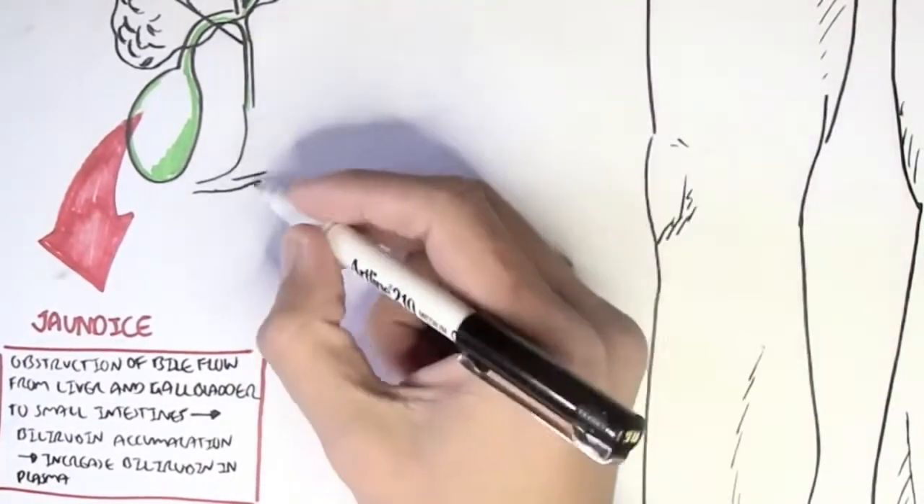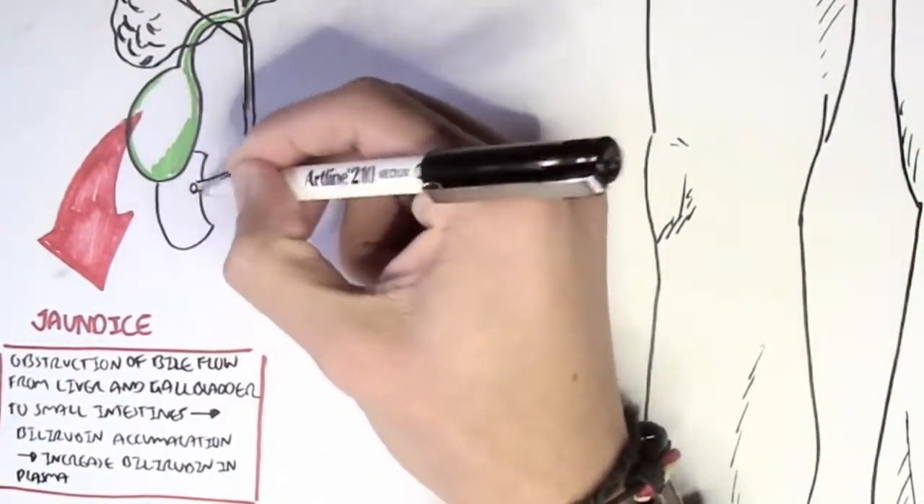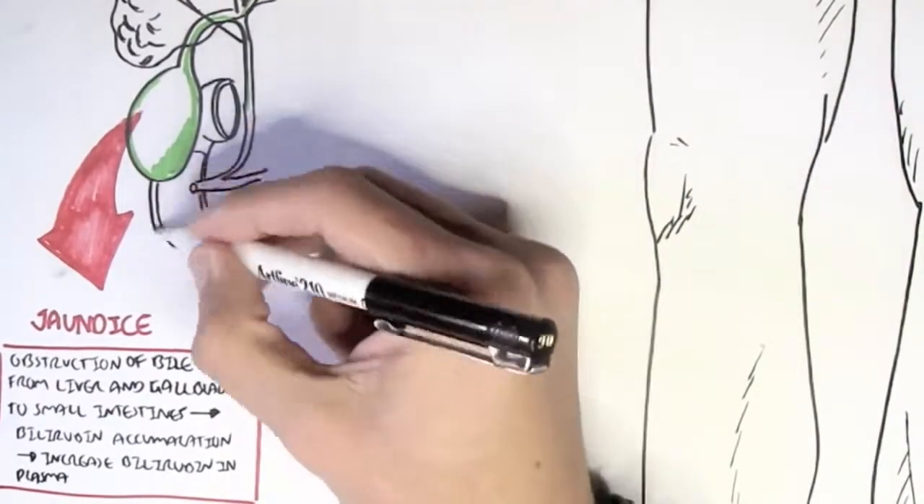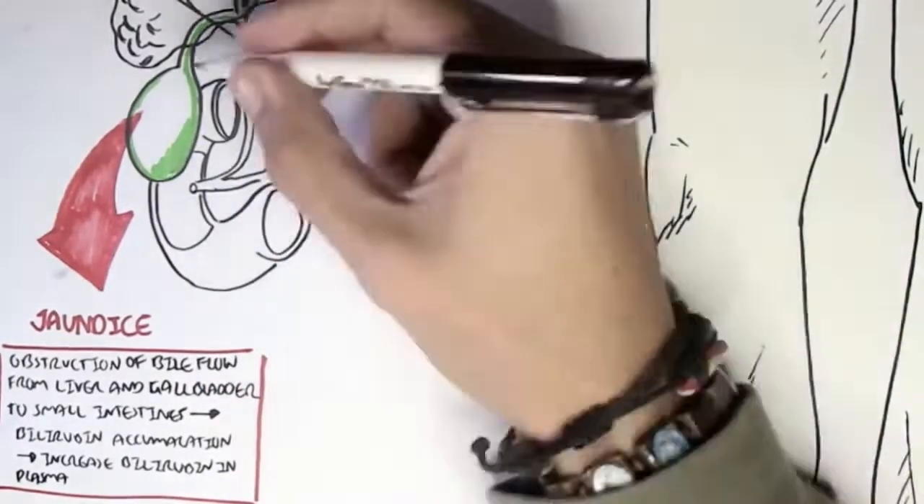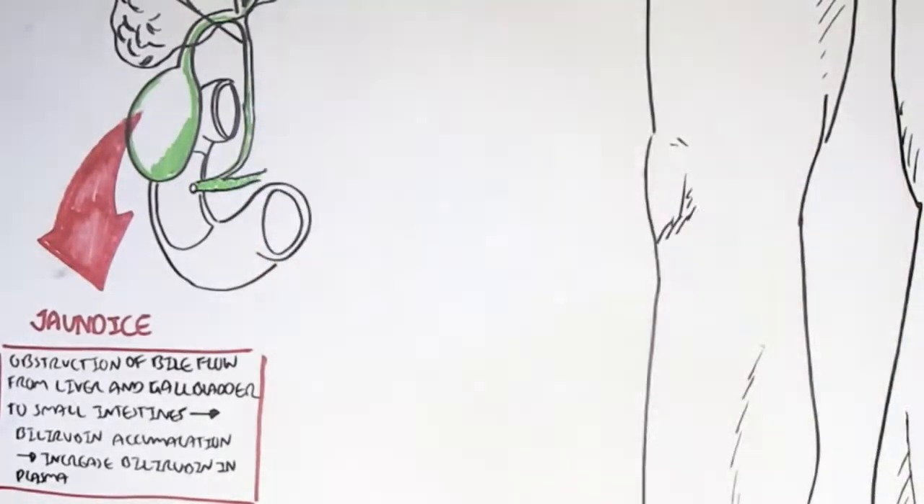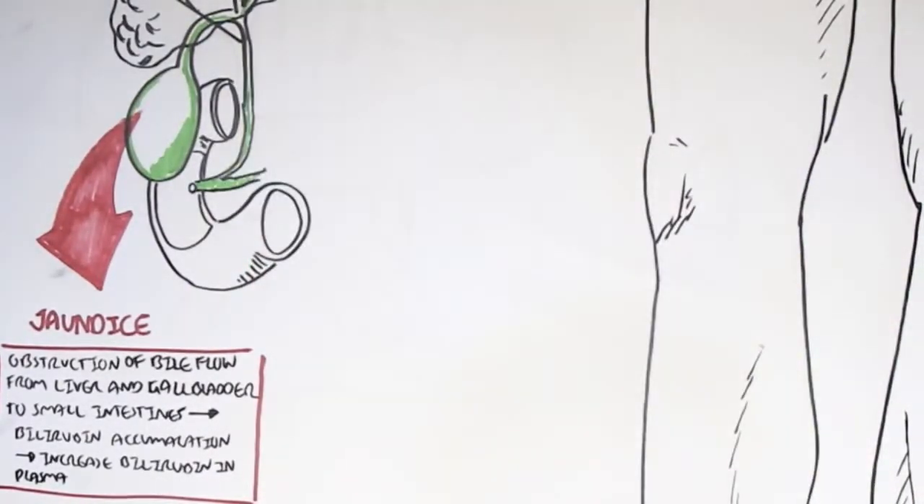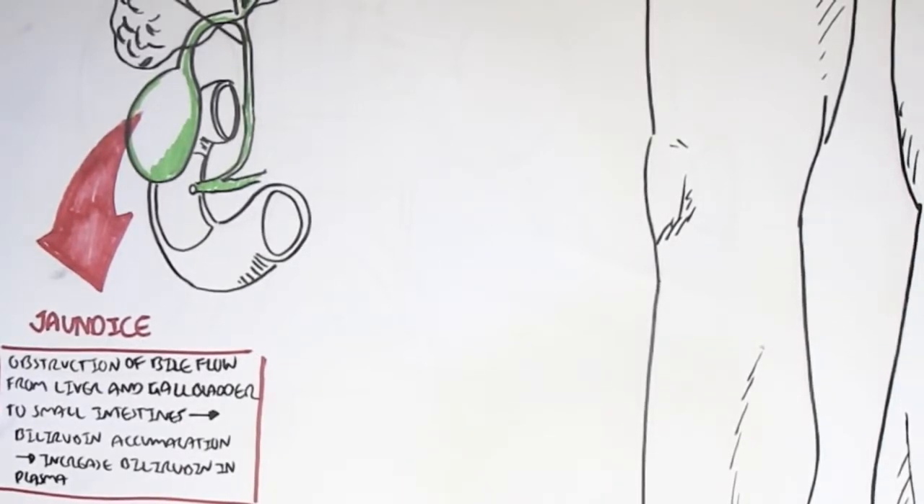People suffering from liver cirrhosis might have a pronounced yellowing of the skin look. I'm just drawing how the common bile duct here connects with the small intestines to show how bile flow is meant to release bile into the small intestines, but an obstruction in bile flow will result in jaundice.